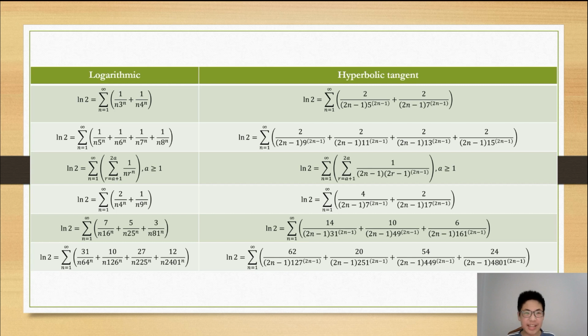So as you can see here, there's like a mirror between the logarithmic and hyperbolic tangent formulae, except that the hyperbolic tangent formulae converge to the actual value much faster. So when you go check out even the first term of the bottom right formula, you'll find that it gives ln 2 to 4 decimal places, which is quite wondrous for one term.